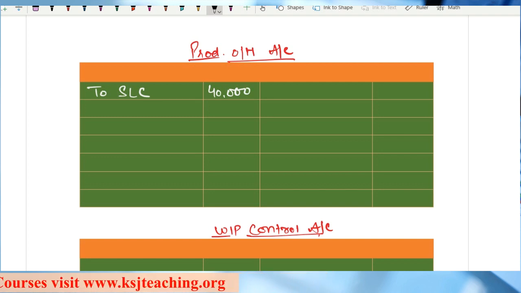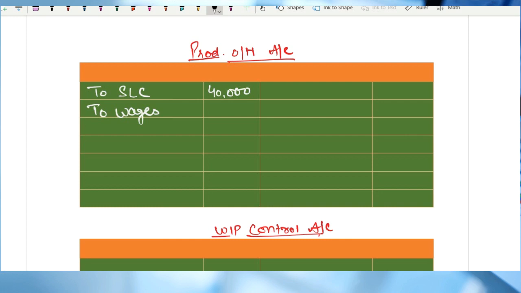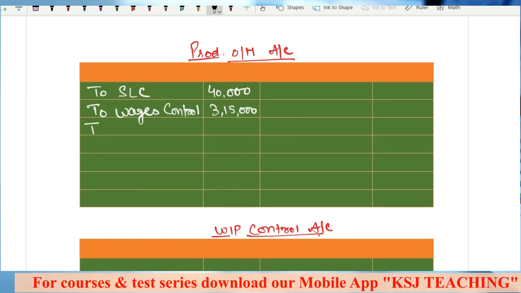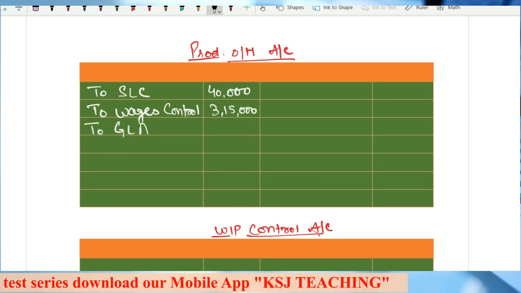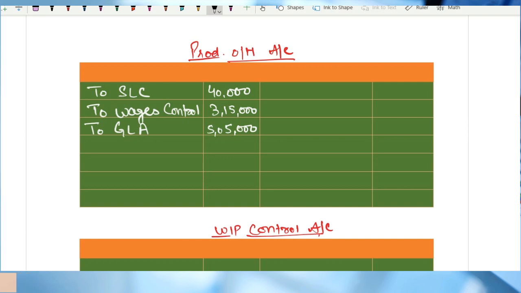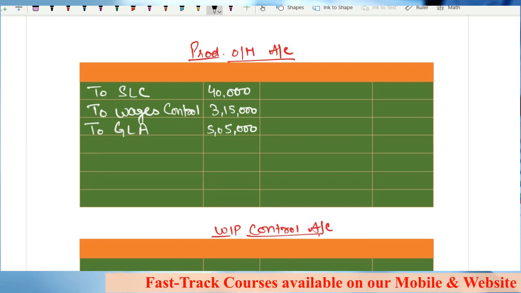Then I will write 2 wages control for the wages part, that is 3,15,000, and for the indirect expenses I'll write it as GLA. Clear? 5,05,000. Sir, can we take all of the production overheads to GLA directly? Yes, you can take that also. No issues. Why have I taken SLC?